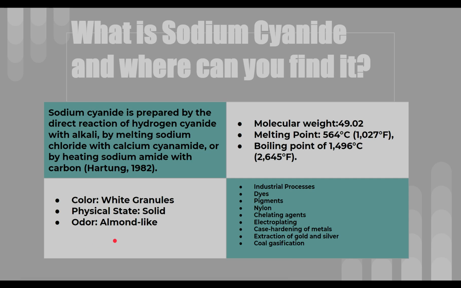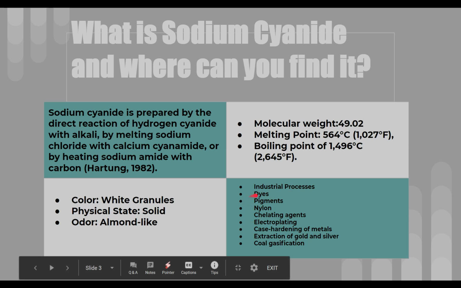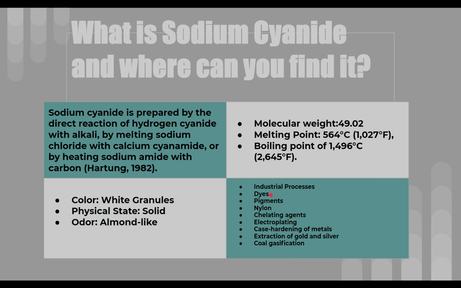Sodium cyanide has a color of white granules. Its physical state is a solid, and it has an almond-like smell. And here at the bottom right, I provided where sodium cyanide can be found. It can be found in dyes, pigments, and lots of other things.